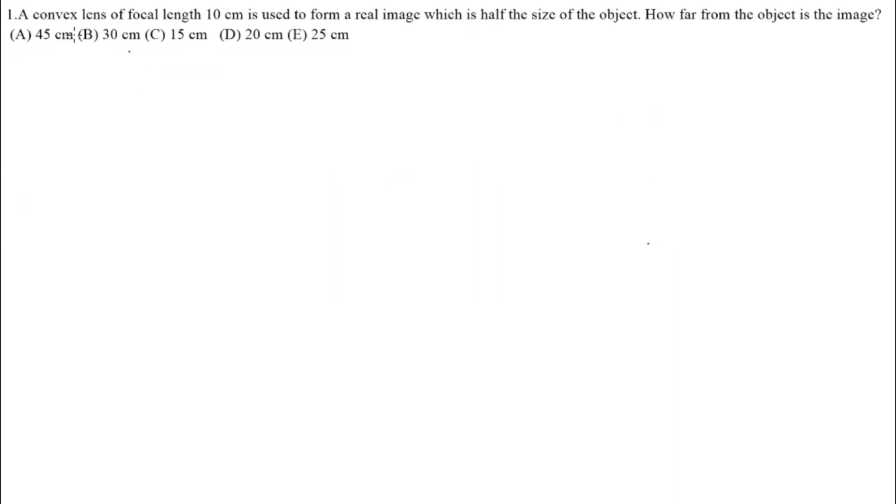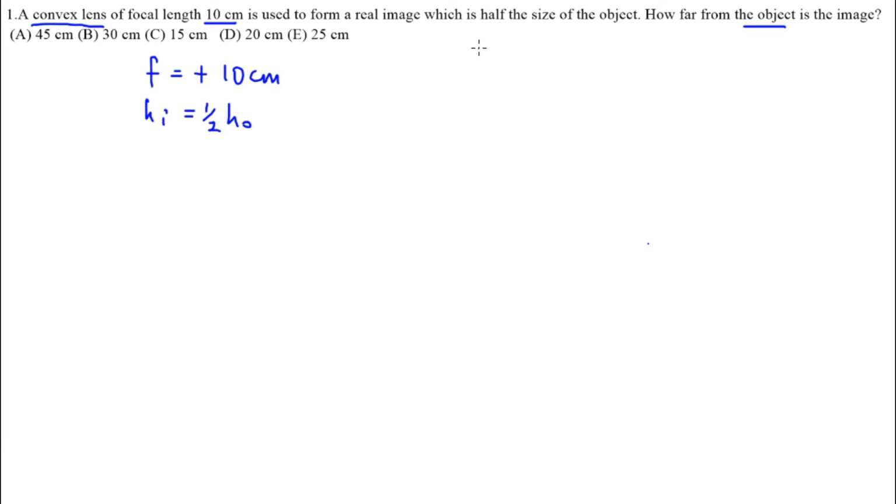Okay, a convex lens of focal length 10 centimeter. A convex lens, that's a converging lens. So f is positive, that's 10 centimeter, is used to form a real image which is half the size of the object. That means the image height is equal to a half of the object height. How far from the object is the image?